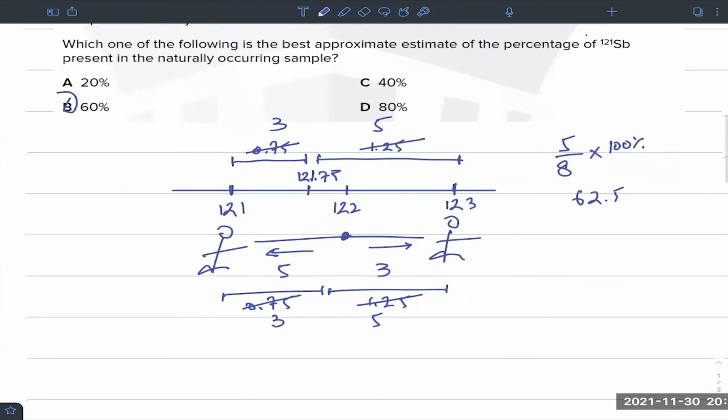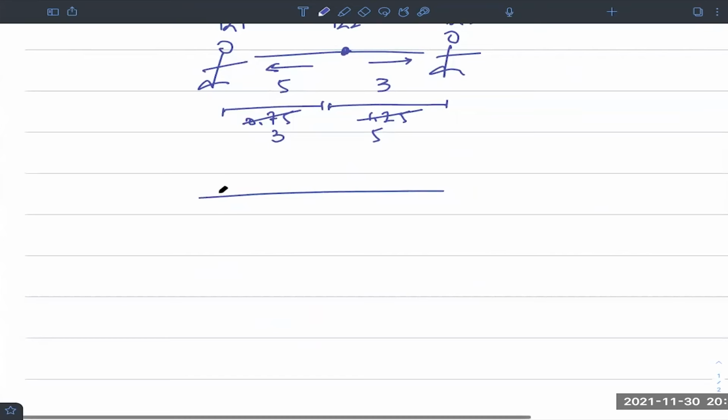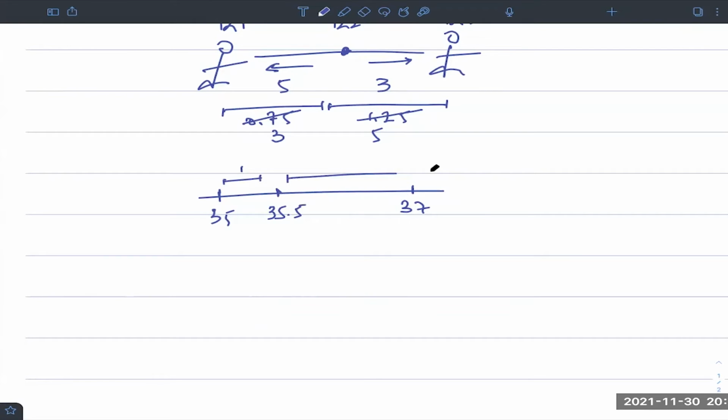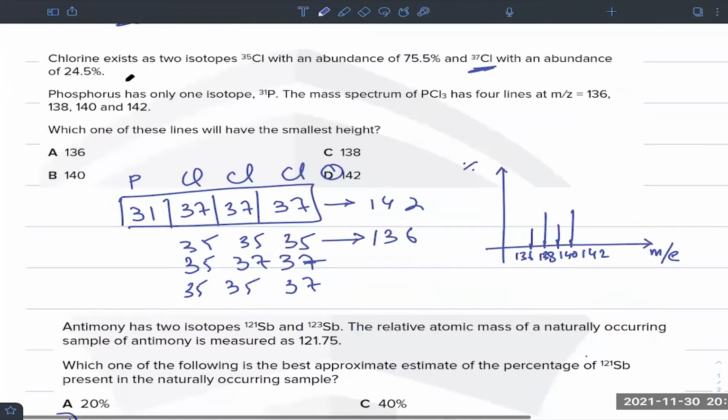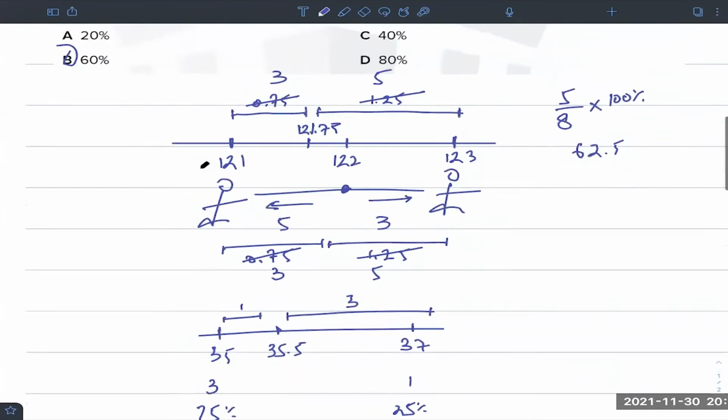Just like if you remember from O levels, chlorine was 35 and 37, but the actual value was 35.5. Why? Because the ratio was 1 to 3, which means this was 3 times more likely and this was 1 times less. And this was present 75% of the time and this was 25% of the time. By the way, that value is really close to what we did in the last question. 75.5 and 24.5. So your AR is nothing but an average of these values that you have.